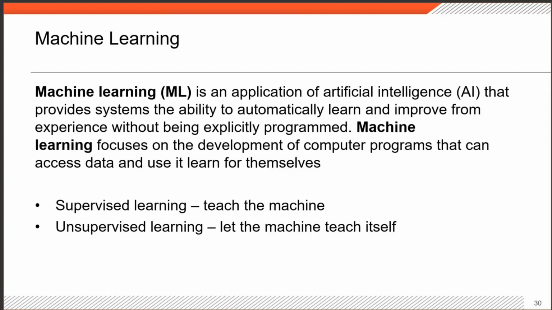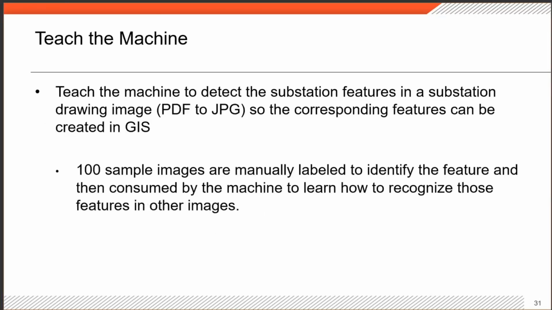For capturing substation drawing features, we had to teach the machine how to read those substation drawings. So we trained the machine to detect substation features in a substation drawing image, a PDF to a JPEG or some sort of raster image, so that the corresponding features can be created in GIS. The machine is trained by manually labeling the features in our use case, 100 sample substation images. The machine then learns from those sample images.